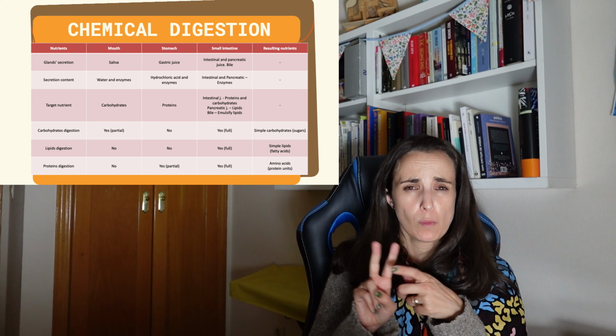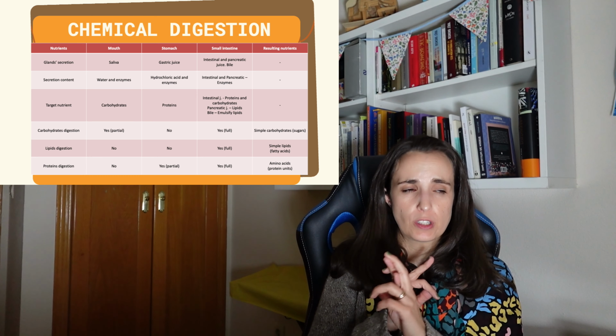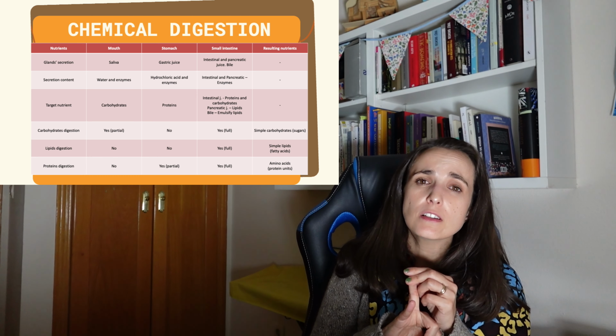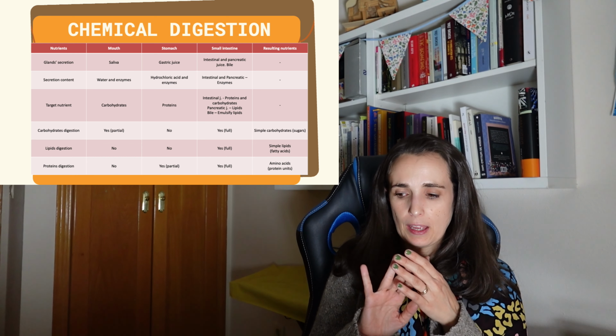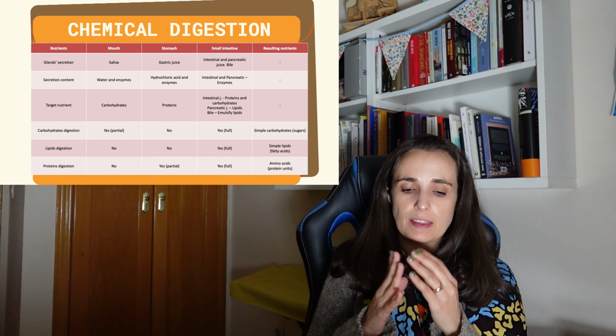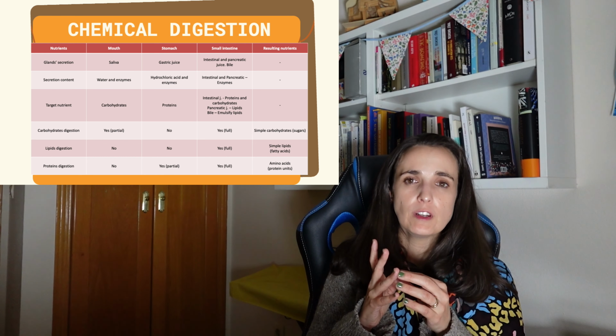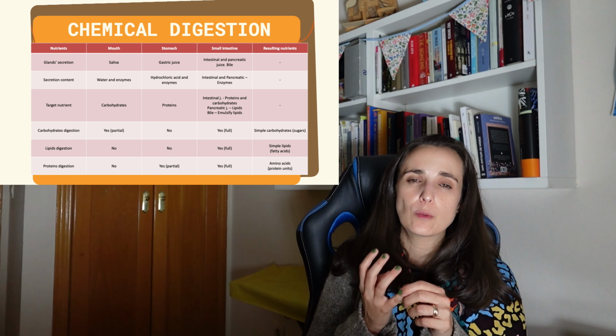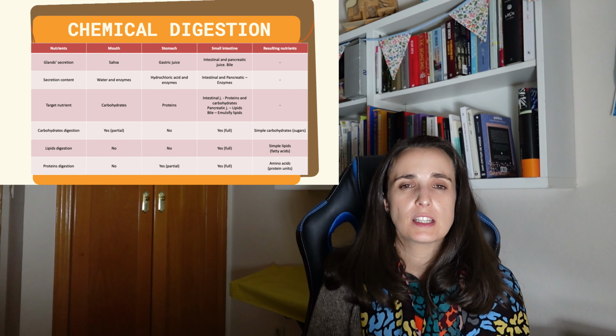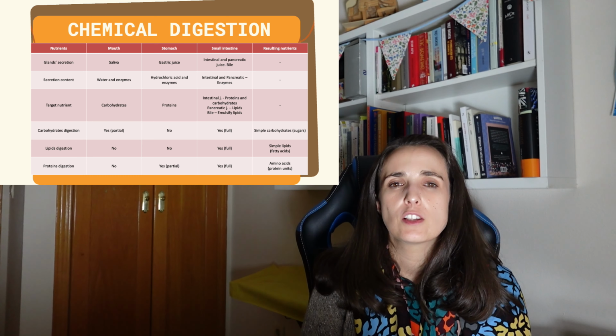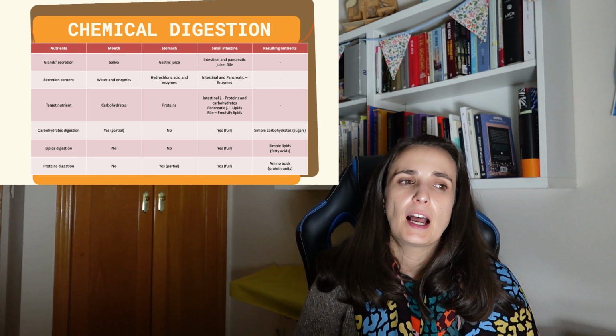And then, for the lipids, we have two processes. On the one hand, the pancreatic juice will divide lipids into smaller types of lipids, and the bile will emulsify lipids to finish digesting them. Okay, so they mix them in the end.